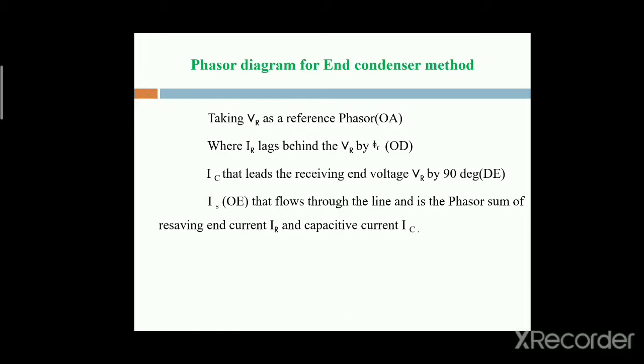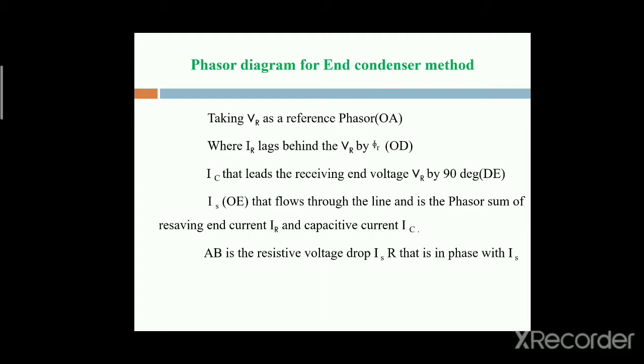That is represented by OE, that flows through the line and is the phasor sum of receiving end currents IR and the capacitive currents IC. At the junction point or node point, the entering currents will be equal to the leaving currents. What are the entering currents? That is the IS. What are the leaving currents? IR and the IC. Therefore, IS is equal to IR plus IC.